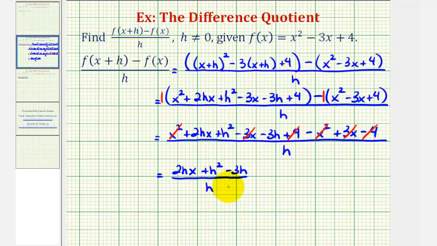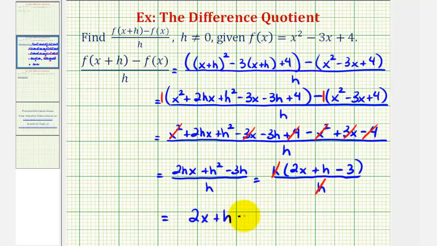This does simplify further. Notice each term in the numerator contains a common factor of h. So we're going to factor out the common factor of h from the numerator. That will leave us with h times the quantity 2x plus h minus 3, still divided by h. But now we have h over h that simplifies to 1. So our simplified difference quotient is just 2x plus h minus 3.